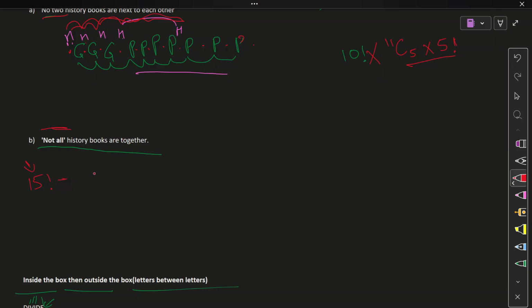Now, what if from these arrangements I subtract all those ways when the history books were all together? If I do that, the answer I will get will include all the ways when they were never all 5 together. But it could be that one was separated, the other 4 were together, 2 were separated, the rest of the 3 were together. That's what this is going to do. So you simply, from the total arrangements, you subtract the arrangements when they were together.